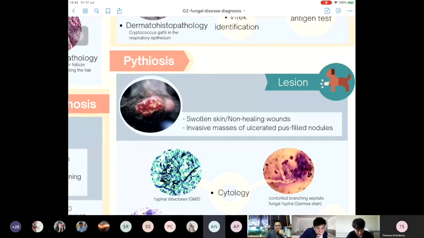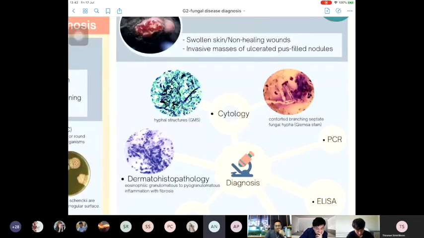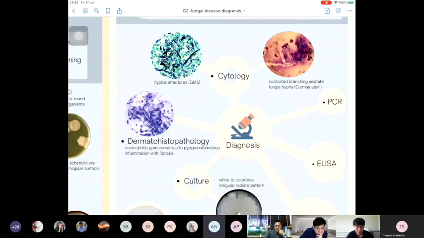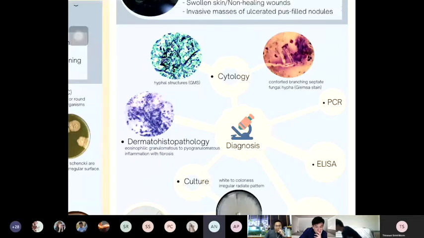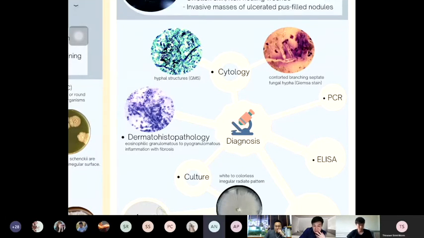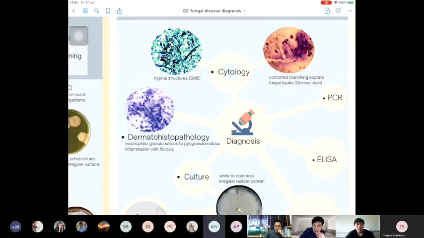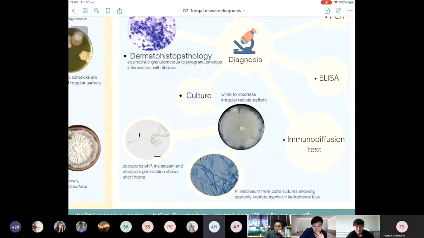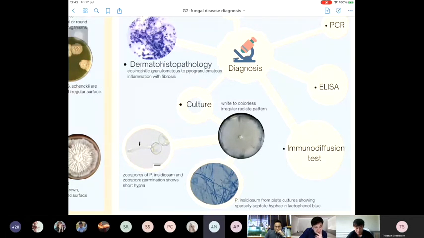This disease can be diagnosed by 1. Cytology. The best stain for exudate cytology is Gomori methenamine silver, or GMS, that allows hyphal structures to be seen. Cytologic finding of the lesion shows contorted branching septate fungal hyphae. 2. Culture. The colony from a positive result shows white to colorless, irregular radiate pattern.